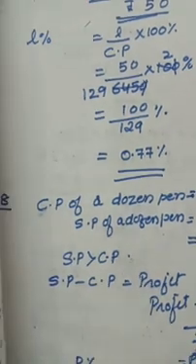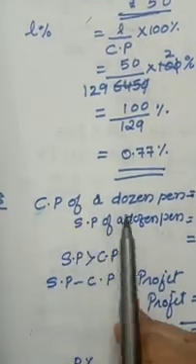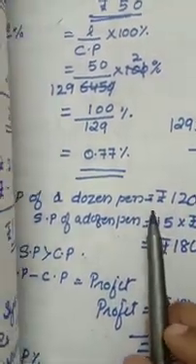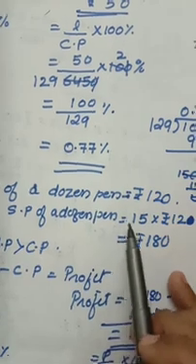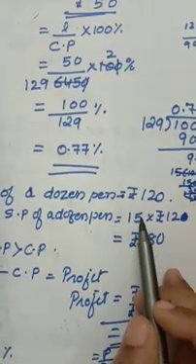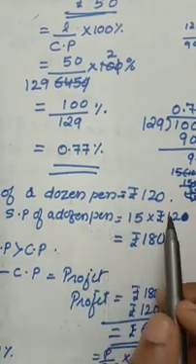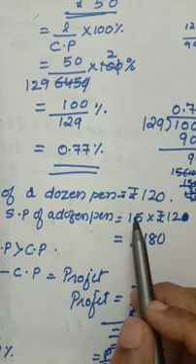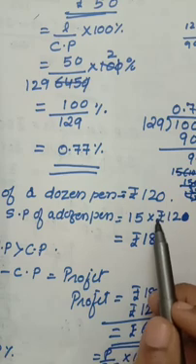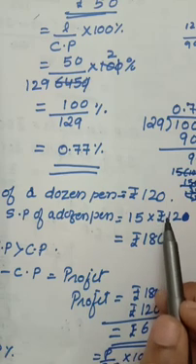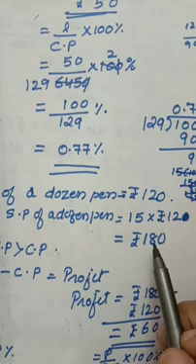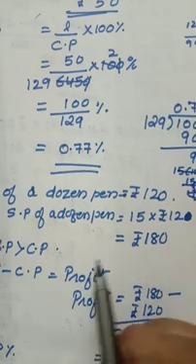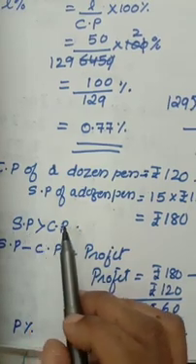Next, question number 8. CP of a dozen pens, rupees 120. SP of 1 pen is 15 rupees. 1 dozen meaning 12, so 15 rupees per pen, then for 12 pens, how much? 12 into 15, rupees 180. Clear? SP is greater than CP.